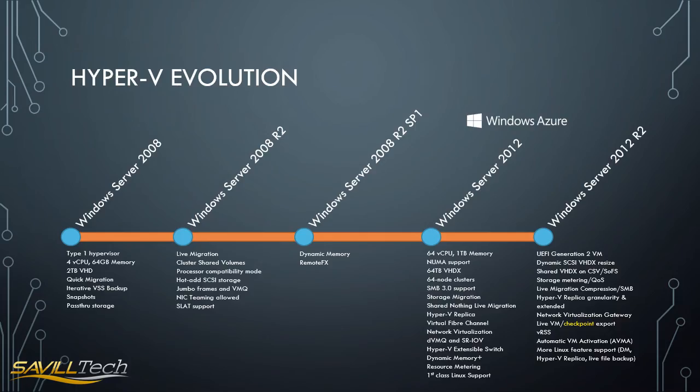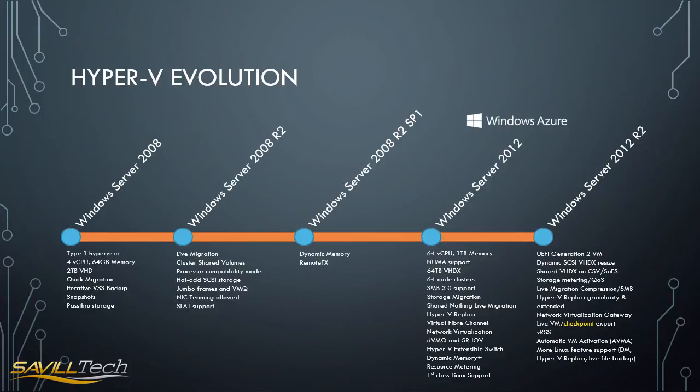Hyper-V Replica has got more granular. So in 2012, it was a 5-minute replication frequency, and I could not change that. In 2012 R2, I can say 30 seconds, 5 minutes, or 15 minutes. Additionally, I can add a replica of a replica. So if I already had Hyper-V Replica running, and maybe I wanted another location, another replica, I can extend Hyper-V Replication to another VM copy.